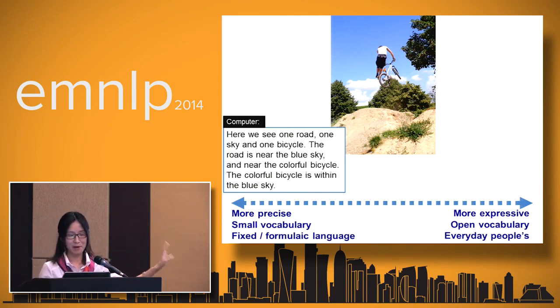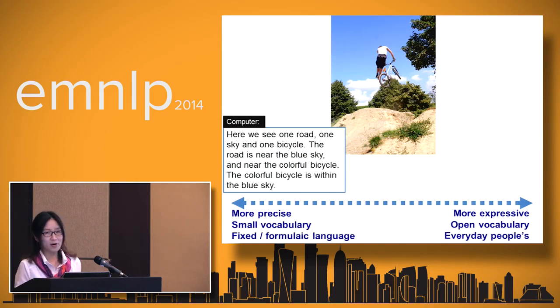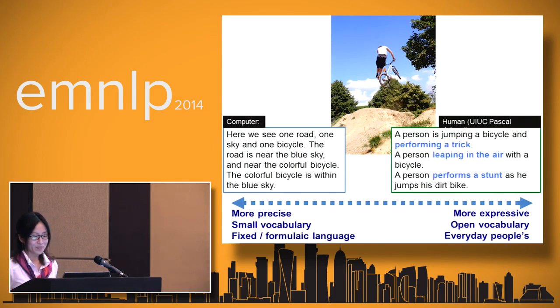And this is by and large germane to the image content, but it's fairly robotic and it's not very inviting to read. In comparison to the human-written captions, which generally make use of more expressive phrases such as performing a trick or leaping in the air. But the problem is that we don't really have visual detectors for interesting verb phrases such as this.